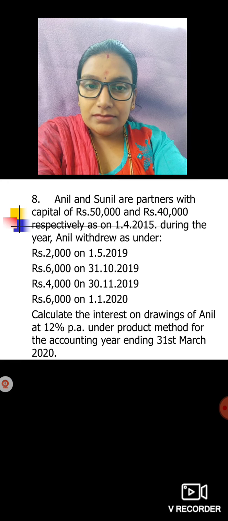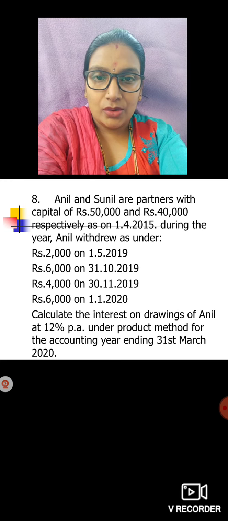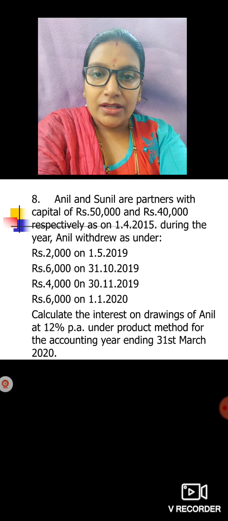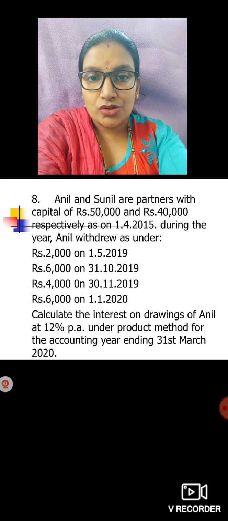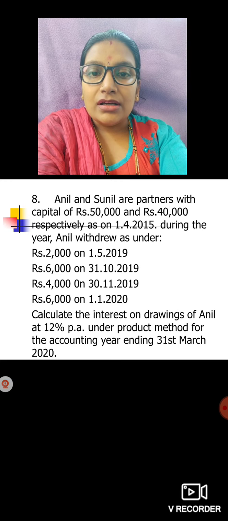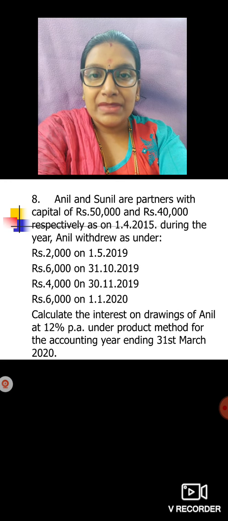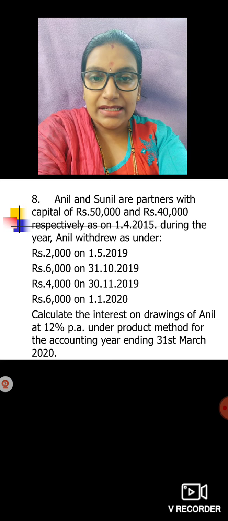Okay. Then Anil and Sunila are partners, their capital they have given, don't bother about the capital here. Then during the year Anil withdrew the following amount. 2000 he withdrew on 1st of May. So should count from May to March. Then 6000 he withdrew on 31st of October. So should count from November, because it is the last date.